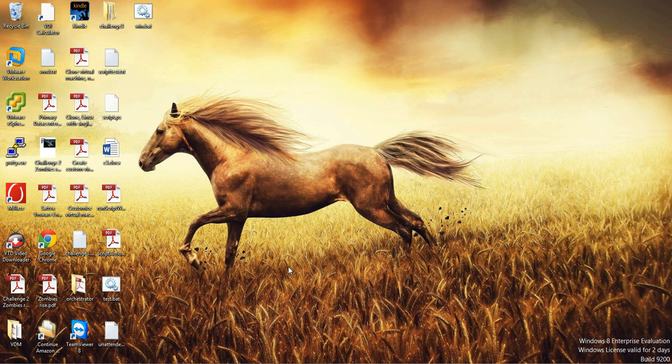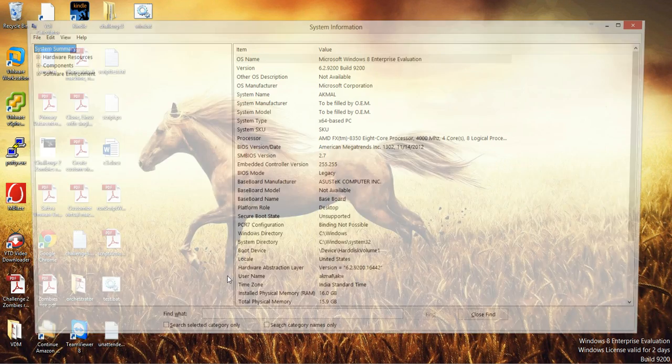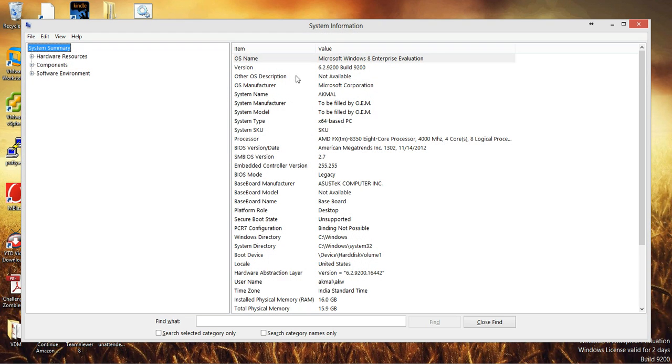I have an assembled desktop. To brief you with the configuration, it's running on Windows 8 Enterprise Evaluation, and it's an AMD processor, 8 core processor with 4 gigahertz speed, and it has 16 gig of RAM and 1 terabyte of hard drive. So for my lab I'm using Workstation 9.